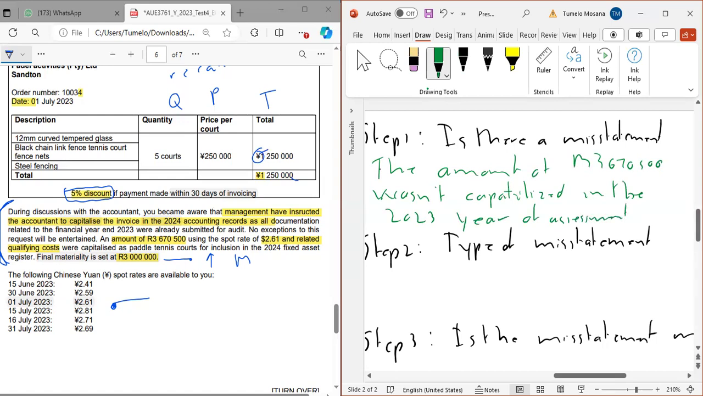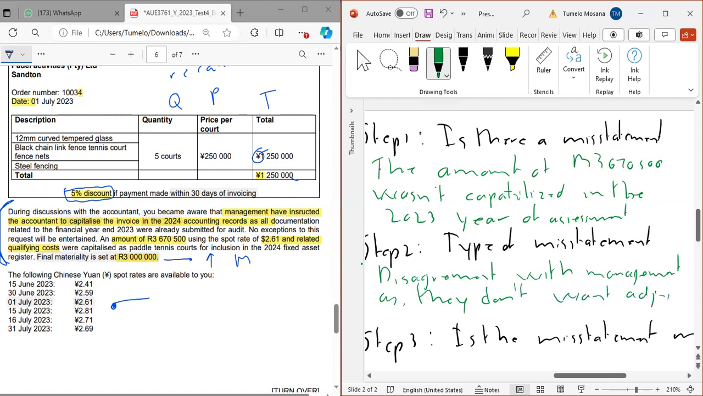So what type of misstatement is this? Basically management is refusing to adjust the statement. So this is essentially a disagreement with management, as they don't want to adjust the financial statements, right?